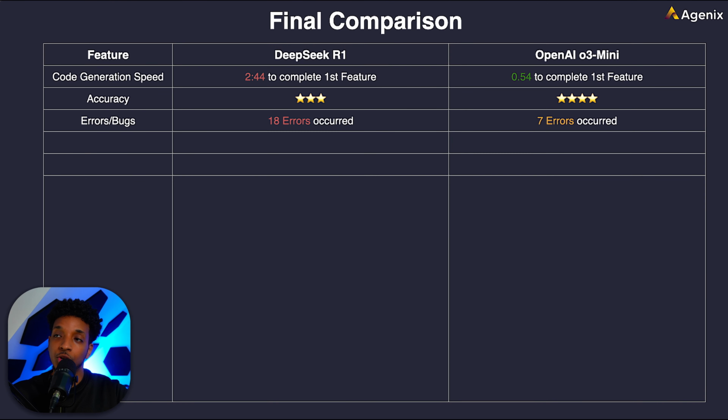Whereas when it came to the o3-mini, there were only 7 errors that occurred. So you can see the difference here. And even with the troubleshooting of those errors, the R1 model really took a long time to finally solve the issues. There was a lot of back and forth until we actually fixed the problems.